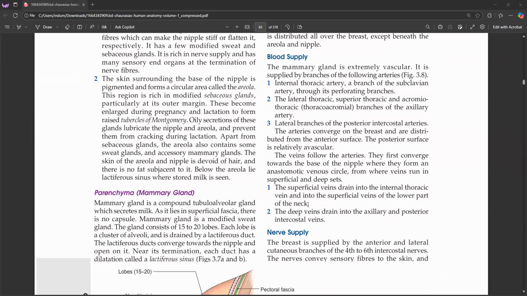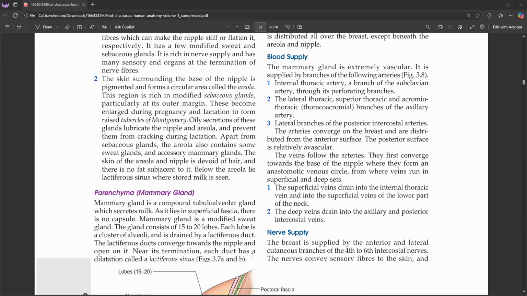Blood supply. The mammary gland is extremely vascular. It is supplied by the branches of the following arteries. Figure 3.8. Internal thoracic artery, a branch of the subclavian artery, through its perforating branches. The lateral thoracic, upper thoracic, superior thoracic, and acromiothoracic branches of the axillary artery. Lateral branches of the posterior intercostal arteries. The arteries converge on the breast and are distributed from the anterior surface. The posterior surface is relatively avascular.